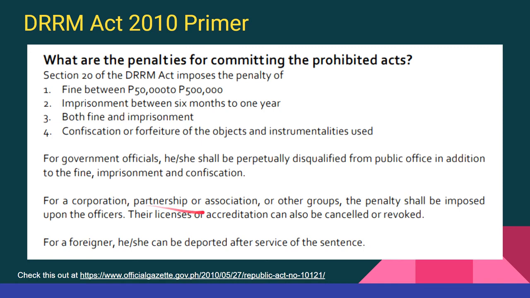For a corporation, partnership, or association, the penalty shall be imposed upon the officers of that corporation. Their licenses or accreditation shall also be cancelled or revoked, and a foreigner can be deported after the service of the sentence.